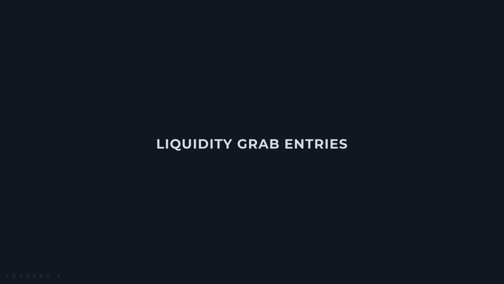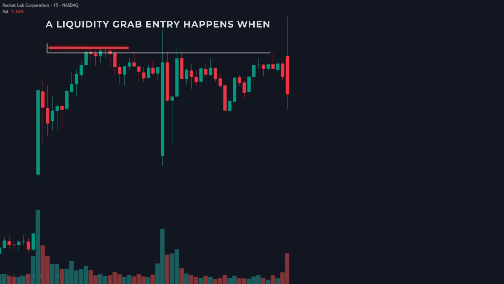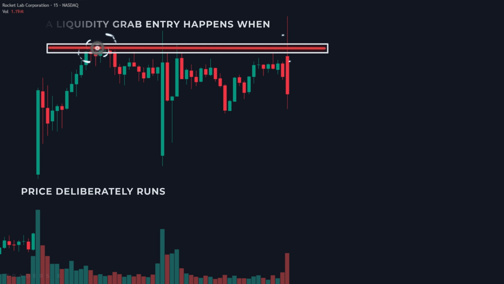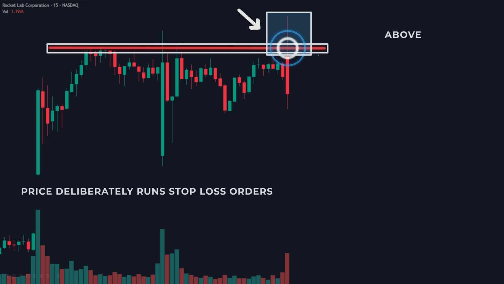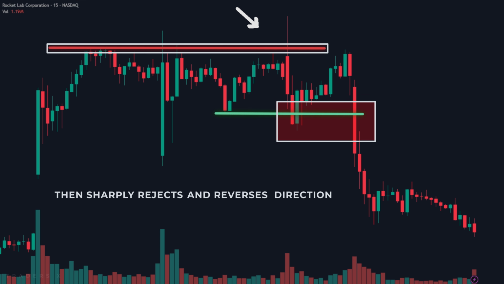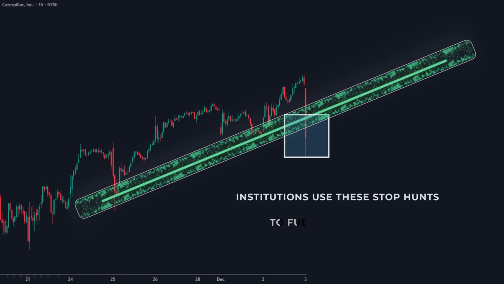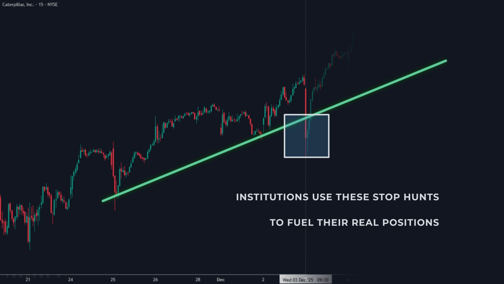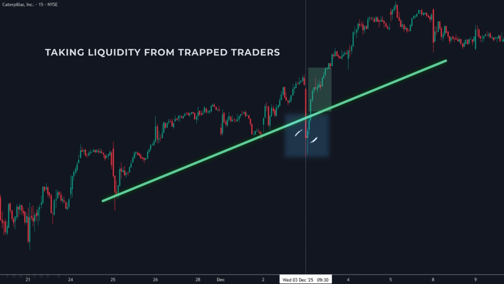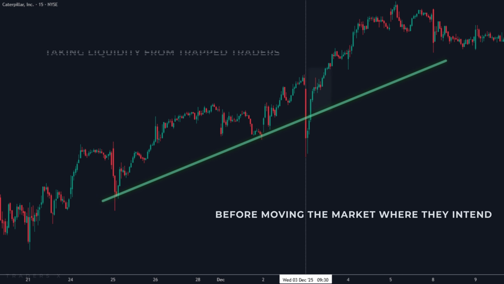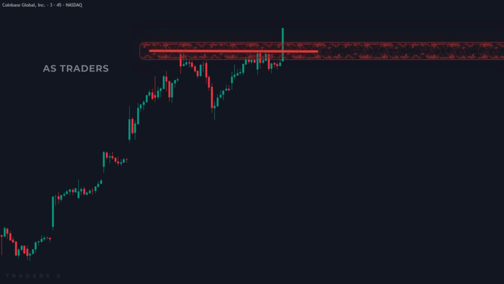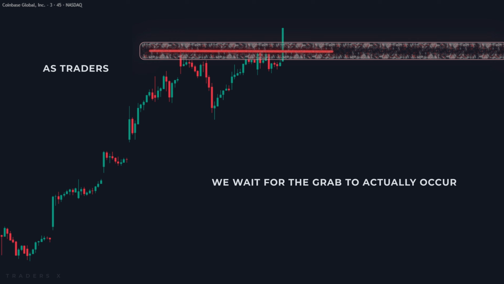Liquidity grab entries. A liquidity grab entry happens when price deliberately runs stop-loss orders above or below a key level, then sharply rejects and reverses direction. Institutions use these stop hunts to fuel their real positions, taking liquidity from trapped traders before moving the market where they intend. As traders, we wait for the grab to actually occur.